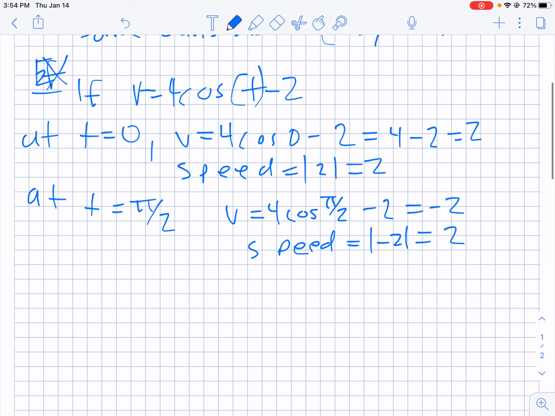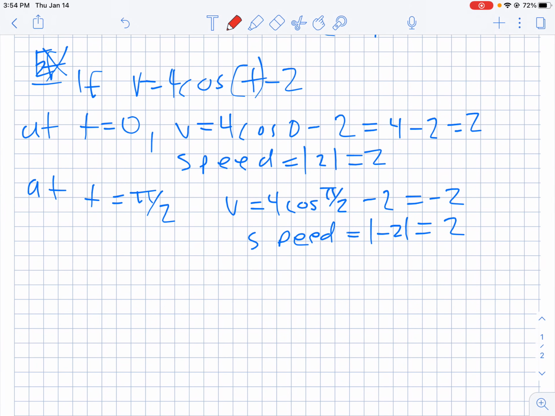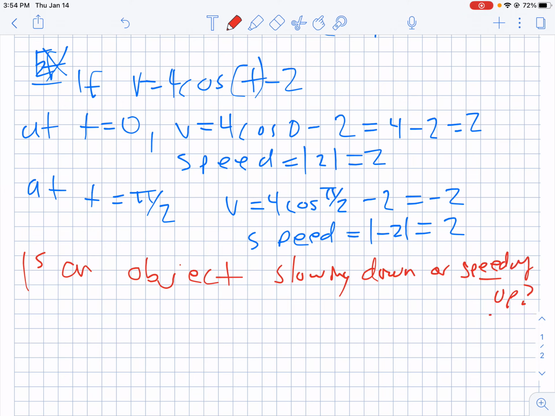So one of the questions that they love to ask on the AP test, and that you'll certainly see, is: is an object slowing down or speeding up? Okay, and when they ask these questions, if something is slowing down, what that means, of course, is the speed is decreasing. And if something is speeding up, what that means is the speed is increasing.